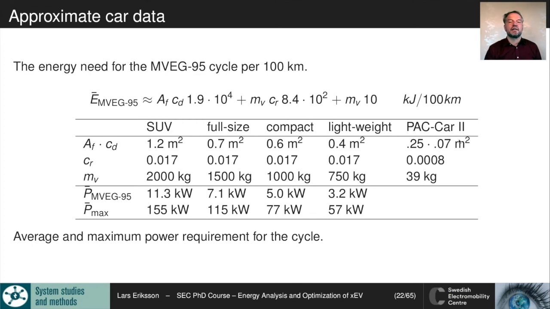And the PAC Car 2 that I advertised as the small cigar-like vehicle in the first lecture that is sleek and that has the world record in terms of fuel consumption, has extreme values in the cross-section area, extreme values in the rolling resistance, and the mass is also really small. So it cannot be used to drive the cycle and it cannot fulfill the cycle. So it's no use comparing it here. It's designed to drive 30 kilometers an hour on average, so it's slightly above and slightly below 30 kilometers an hour in its driving. So it cannot go up to 120.